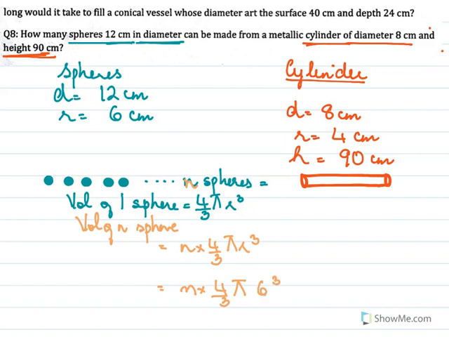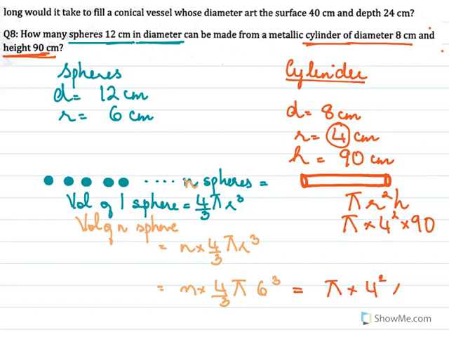Now this is all melted into a cylinder. Now volume of cylinder is pi r square h. Pi, the r is 4 here, 4 square h, 90. Now this volume of sphere is made into the cylinder. So volume of sphere is equal to volume of cylinder. And now we cancel the pi on both the sides, and we need to find the value of n. That will be 4 into 4 into 90. We take 3 by 4 from that side, and over 1 over 6 cube.